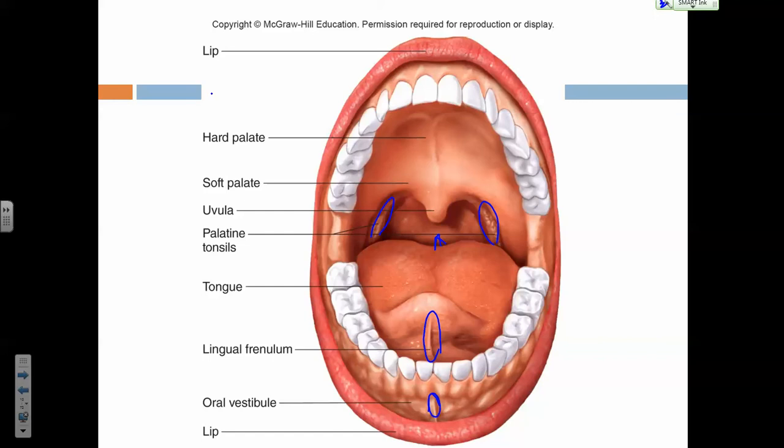But anyway, the roof of the mouth is called the palate. Part of it has bone within it. That's called the hard palate.